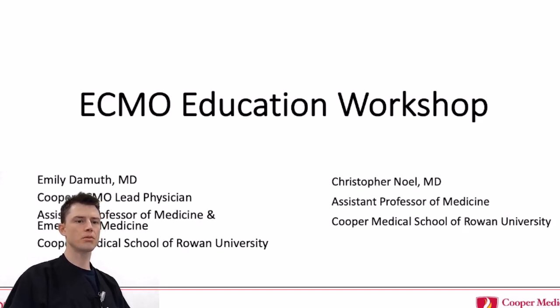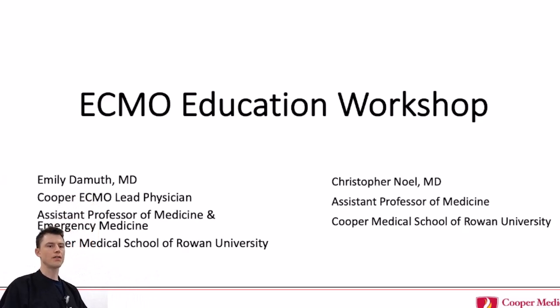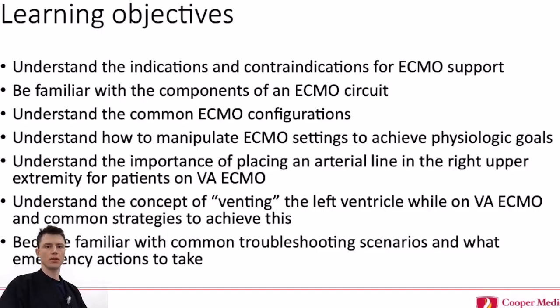So what are some of the learning objectives? Understand the indications and contraindications for ECMO support. Be familiar with the components of an ECMO circuit. Understand the common ECMO configurations. Understand how to manipulate ECMO settings and achieve physiologic goals. Understand the importance of placing an arterial line in the right upper extremity on VA ECMO, and we'll talk about why that is, and in some cases when that may be slightly different. Understand the concept of venting the left ventricle for patients on peripheral VA ECMO, and become familiar with some of the common troubleshooting scenarios that we may encounter very infrequently but need to know what to do.